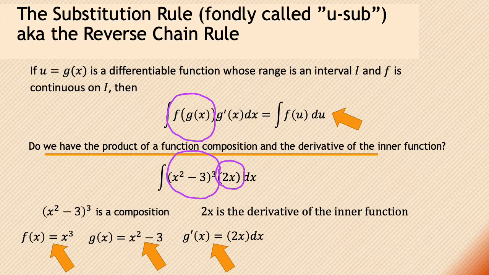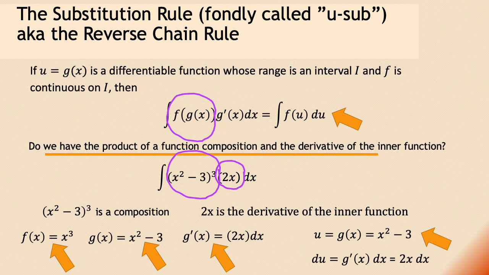Now, to translate it into this simpler form where we substitute a u, and then we could very possibly get the antiderivative, let's see how that looks. Now, according to our substitution rule, u is going to equal whatever our inner function is. So in this case, u is x squared minus 3. So du means derivative of u. So the derivative of u is 2x dx.